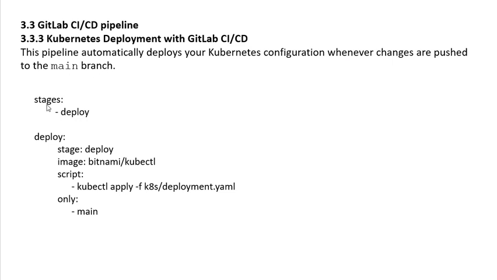So, stage: deploy, and deploy: stage: deploy, image: bitnami/kubectl, script: kubectl apply -f k8s/deployment.yaml, which is a file extension, and only: main.